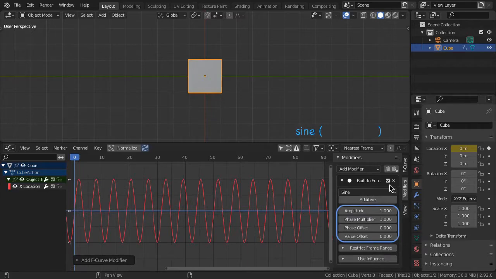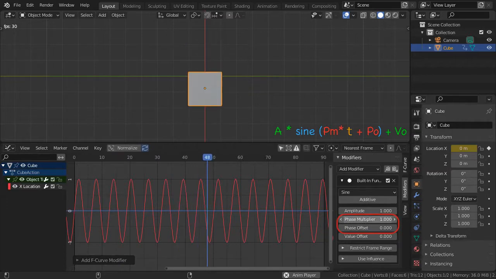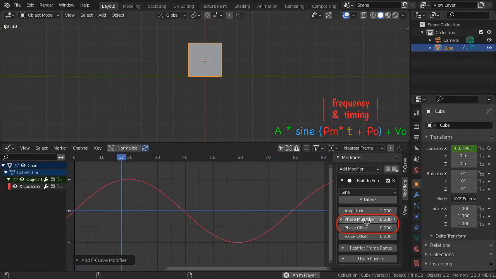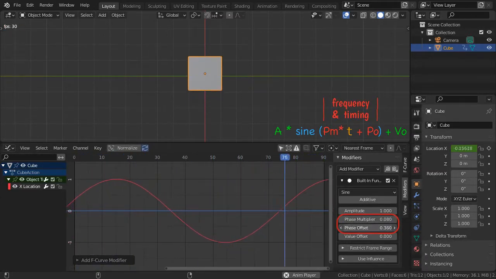The modifier parameters are the function modifiers of a basic arithmetic sine expression. The phase multiplier and phase offset operate on the sine input, which is time. The amplitude and value offset operate on the sine output, which is position. The phase multiplier and phase offset affect the frequency and timing of the oscillation.